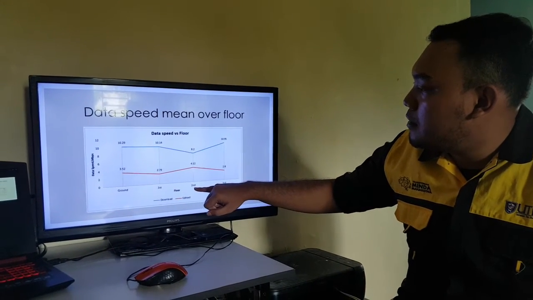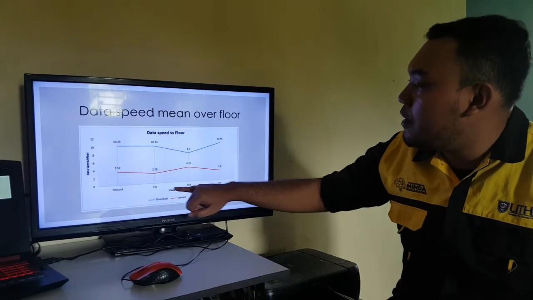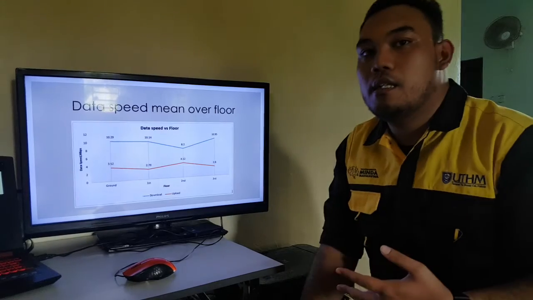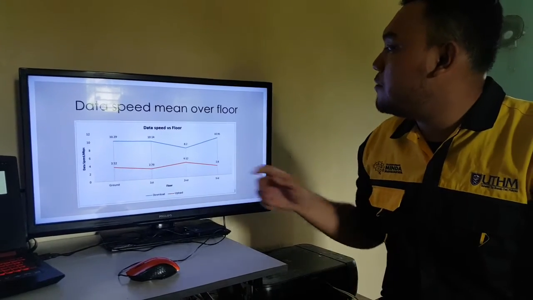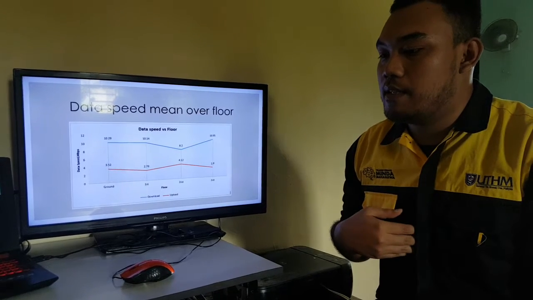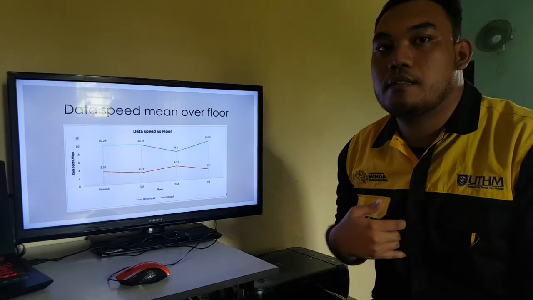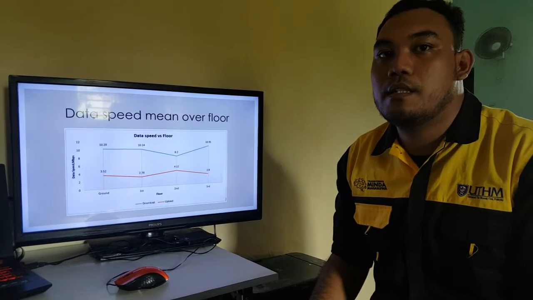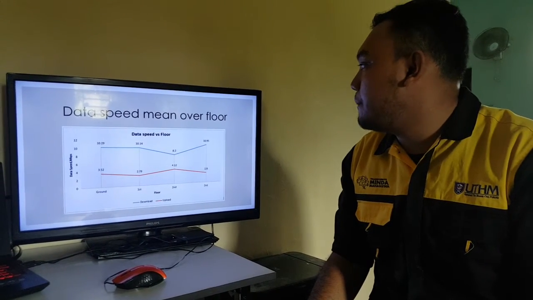Actually, on the second floor and first floor the concentration of users was high, but on the second floor it's even higher than the first floor, because on the second floor there were a lot of classes at the time we took the measurement inside the G3 building.